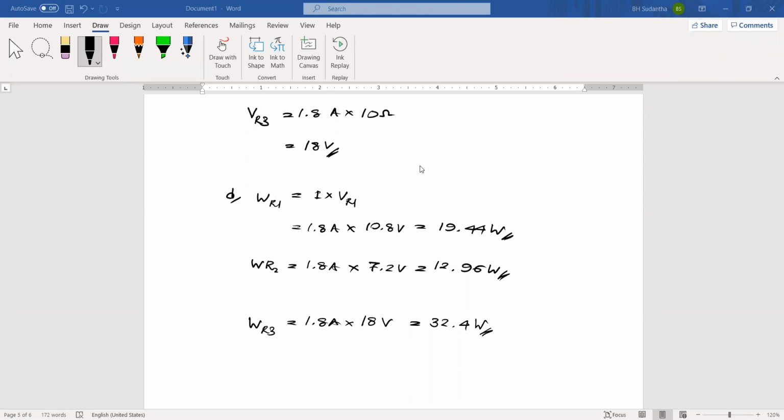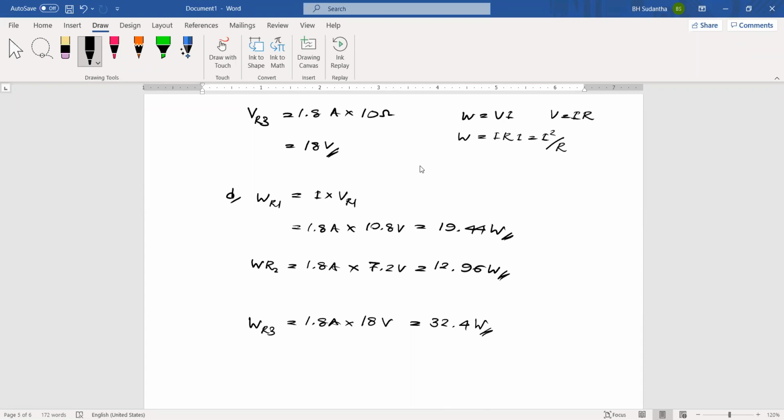Yes, can't we apply W equals I squared R to find the voltage? Yes, we can. I think the question is asked because W equals VI, but you know that V equals IR, so you can replace this V by IR. Then IRI, this is I squared R. To find voltage, you can use this I squared R.